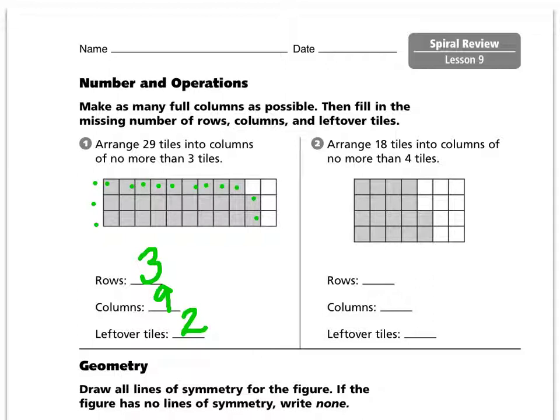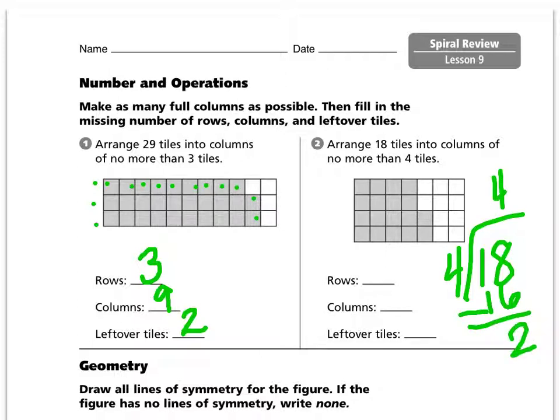Let's look at number 2. Arrange 18 tiles into columns of no more than 4 tiles. I can take 18, divide it by 4, and I know 4 times 4 is 16. Subtract it, and I get 2. So I'll have 2 tiles left over.